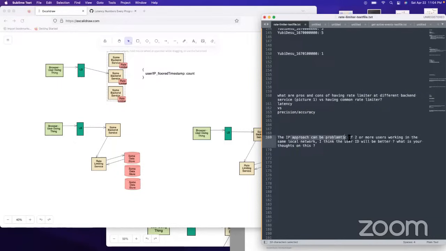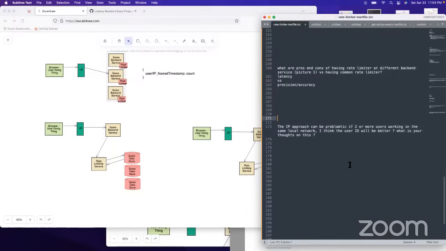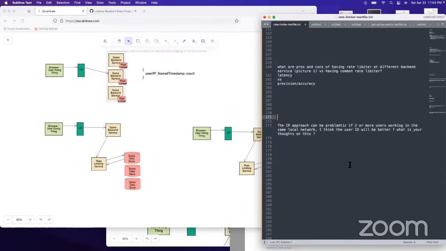The IP approach can be problematic if 2 or more users are working in the same local network. I think the user ID will be better. So yeah, it just depends on your use case. For example, if you're trying to limit somebody from spinning up 1,000 accounts off of one IP address, that's why you would have an IP approach.